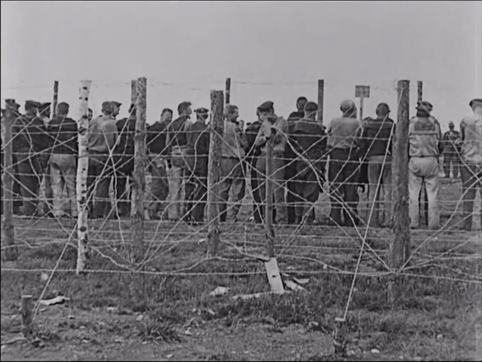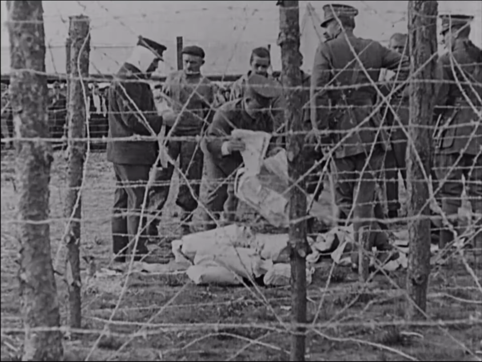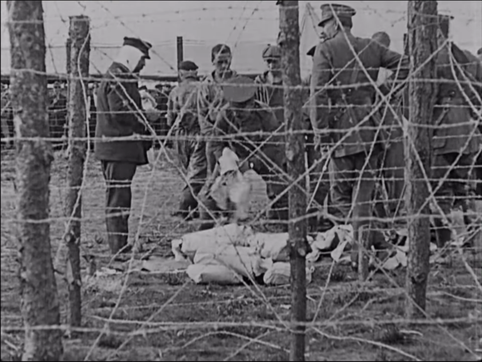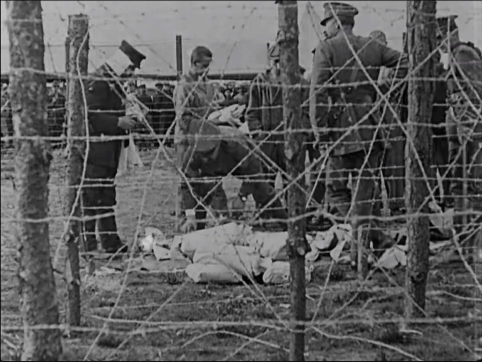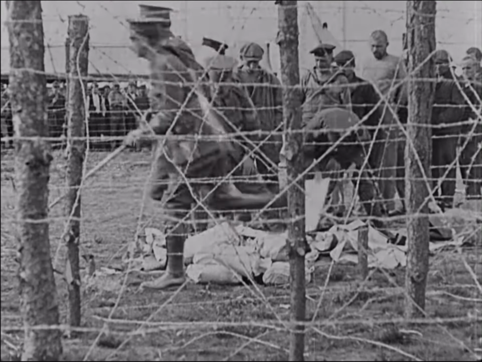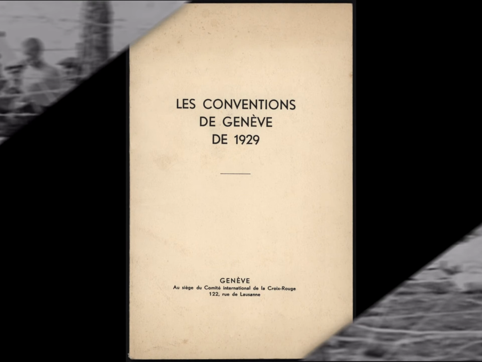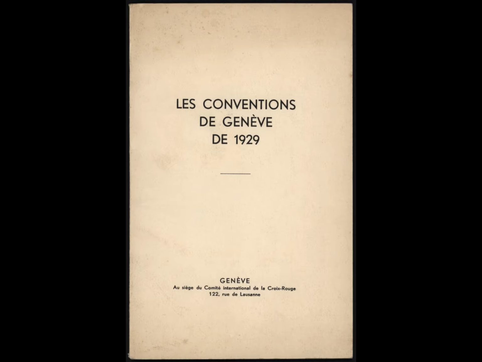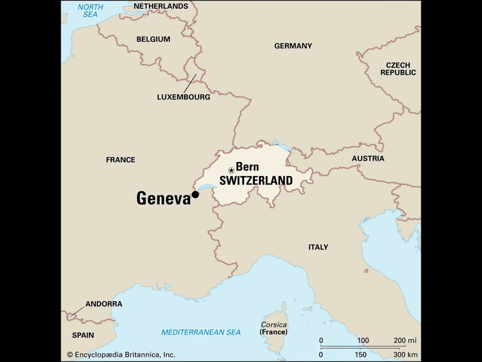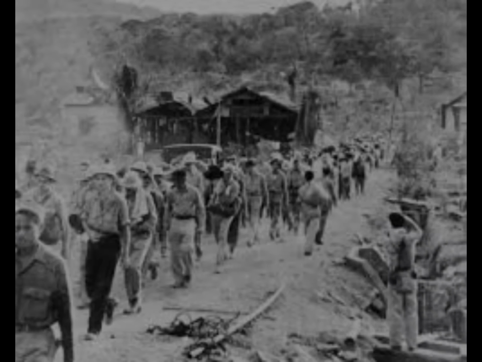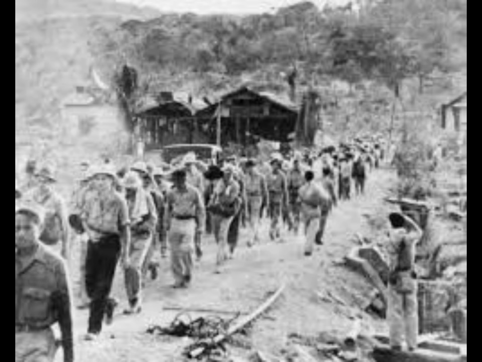However, the rules established in 1929 were not enough to prevent the atrocities of World War II. During World War II, millions of prisoners were subjected to horrific conditions. For example, over 3 million Soviet prisoners of war died in Nazi camps, and in the Pacific Theater, the Bataan Death March resulted in thousands of deaths. These atrocities highlighted the urgent need to update and expand the laws protecting prisoners of war.